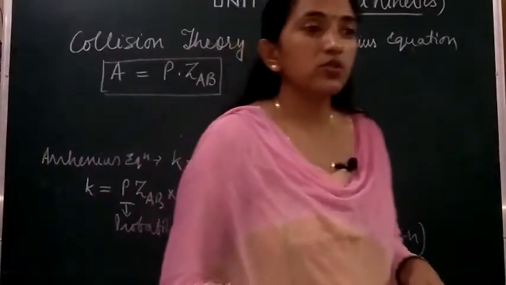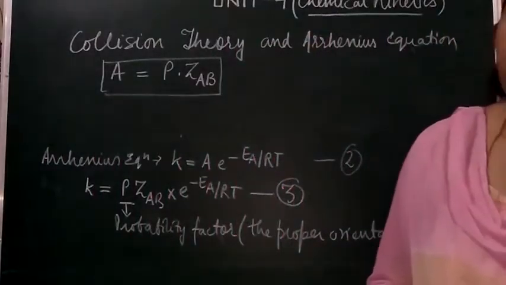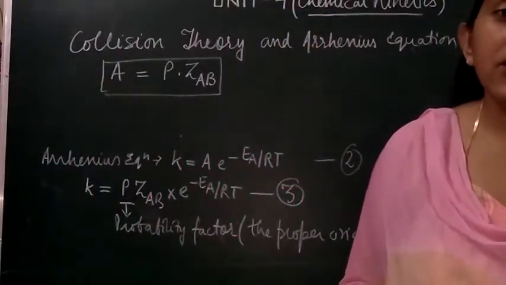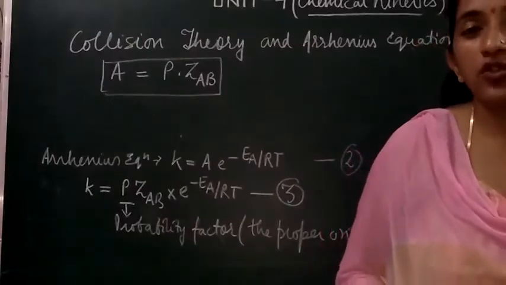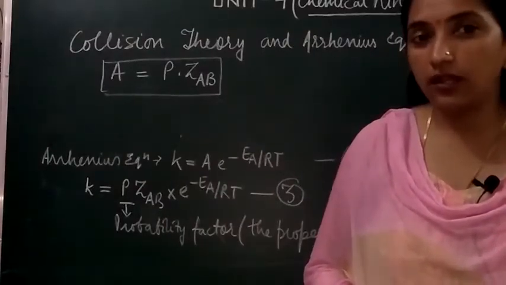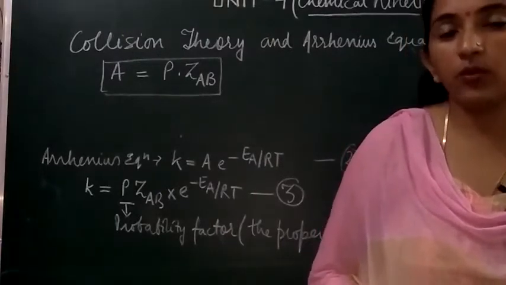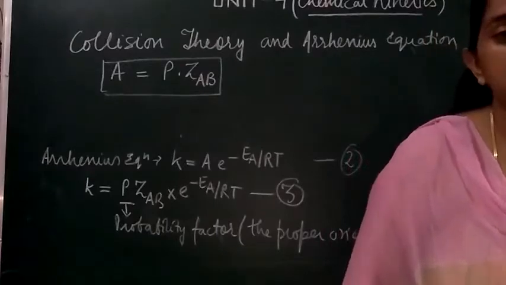Now students, we are going to solve the numericals which will be based on the formula for deriving the activation energy, that is log k2 upon k1 equals Ea upon 2.303 R within bracket 1 upon T1 minus 1 upon T2.